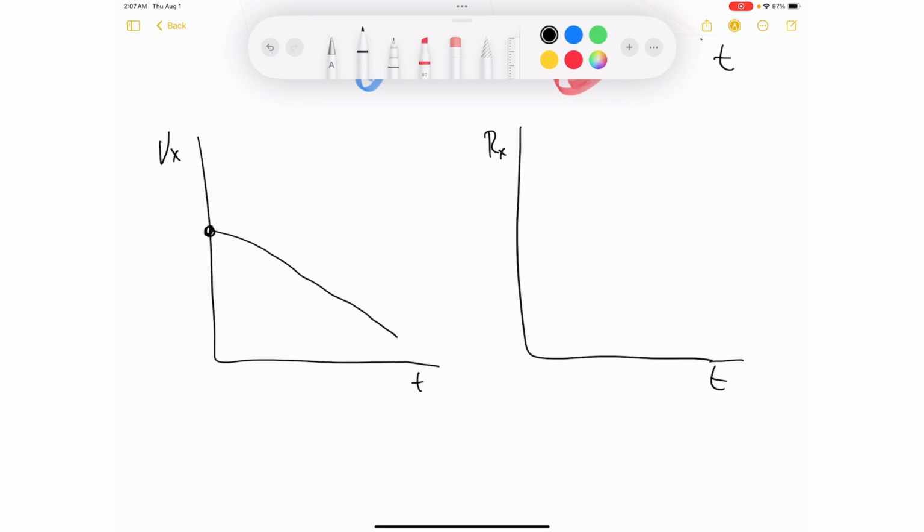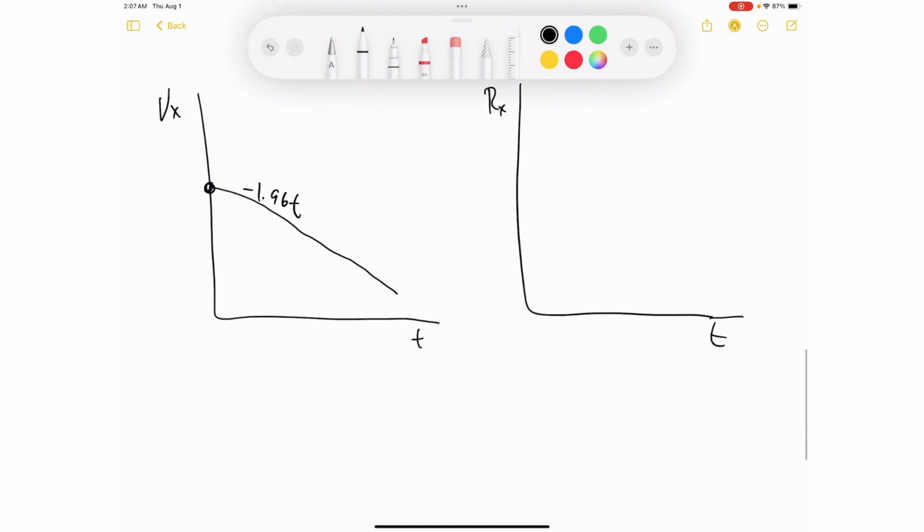Looks like this. Now, where does it hit the 0 line? We don't know. Where y equals 0? I don't know. But for right now, let's just draw that, and we'll say this slope is negative 1.96 t. That's the slope because that came from up here. Remember, it's mu times g plus 4. Plus 4, because that's my y-intercept, right? That's my y-intercept. Great, so I got that.